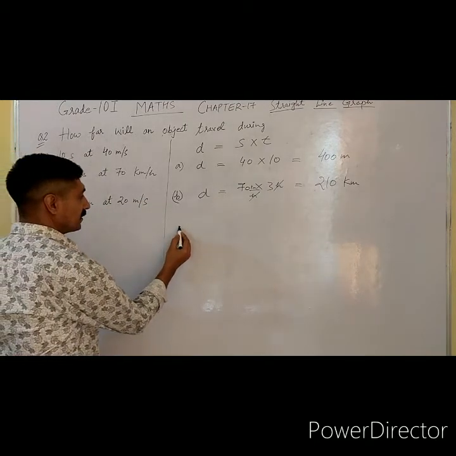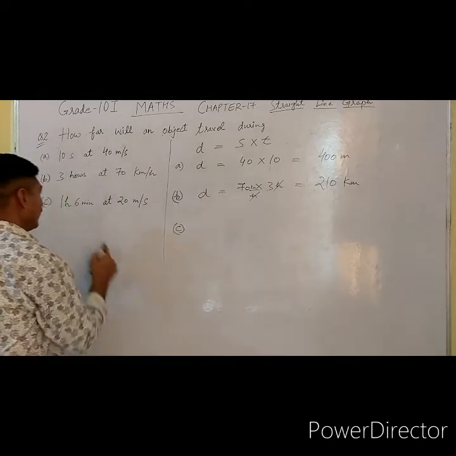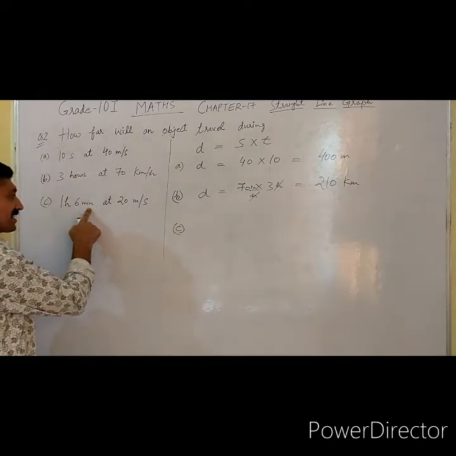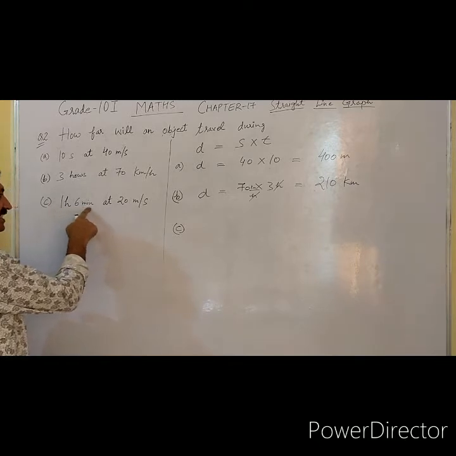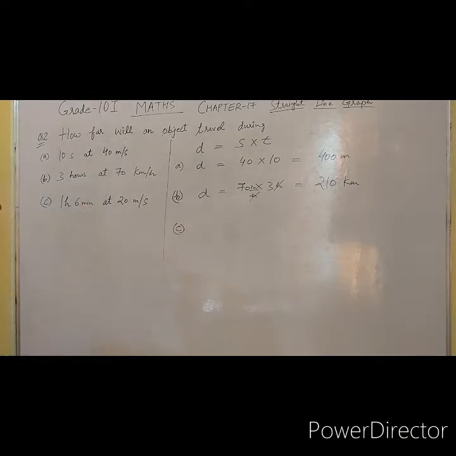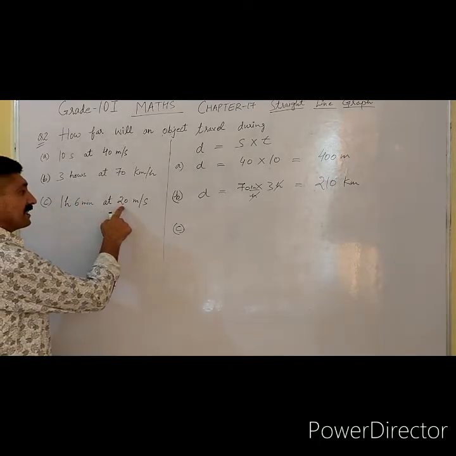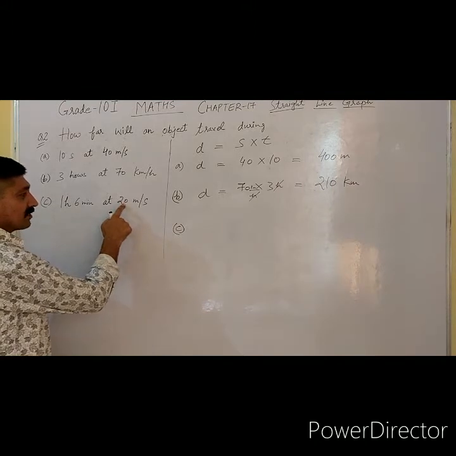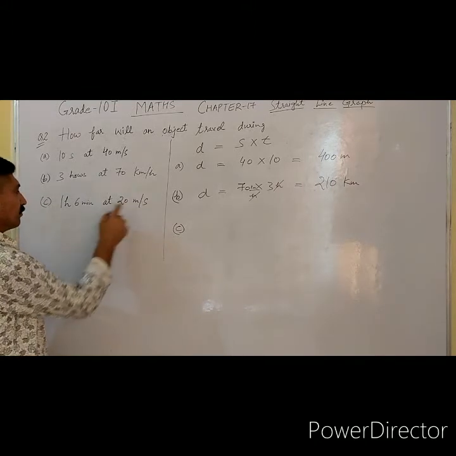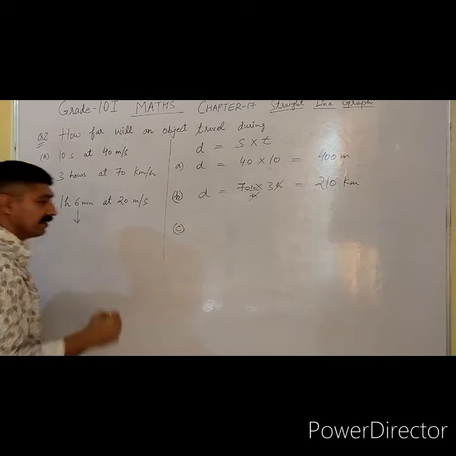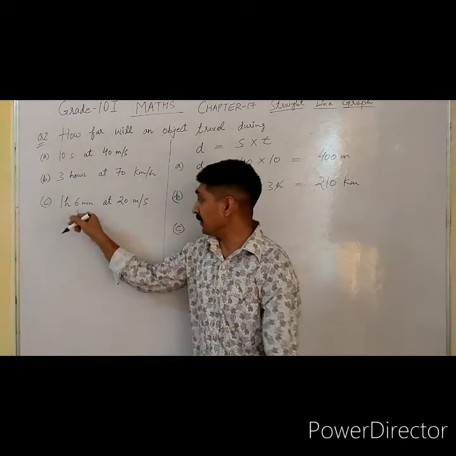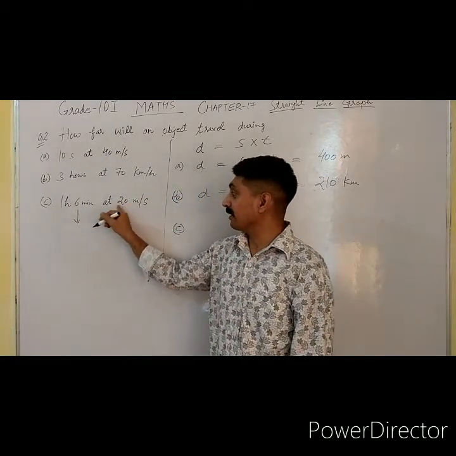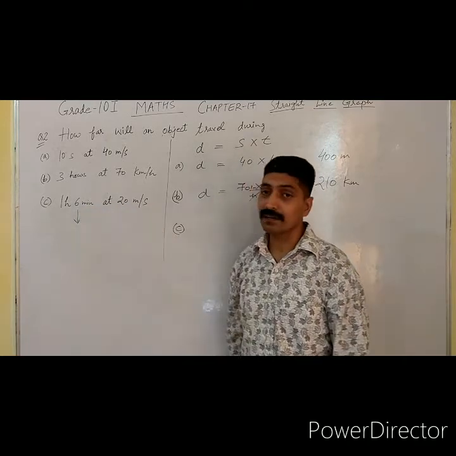Now the third, the C part, here we have 1 hour and 6 minutes, and the speed is 20 meters per second. So we need to convert this time into seconds so that both the units are the same.